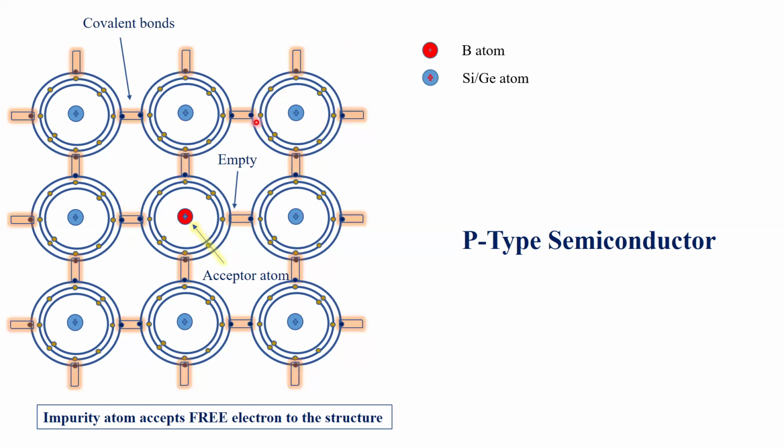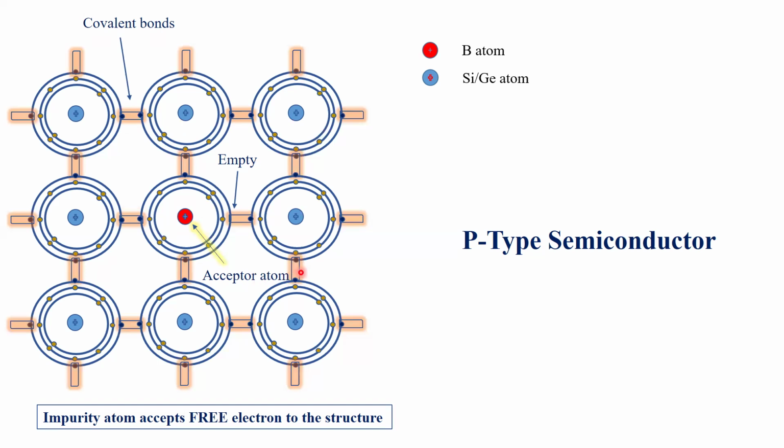It means the valence electron in the outermost orbit is going to form a pair or bond with the valence electrons of the neighboring atom in its outermost orbit. That electron pairing or electron sharing is called covalent bonds. So you can see that these are covalent bonds.